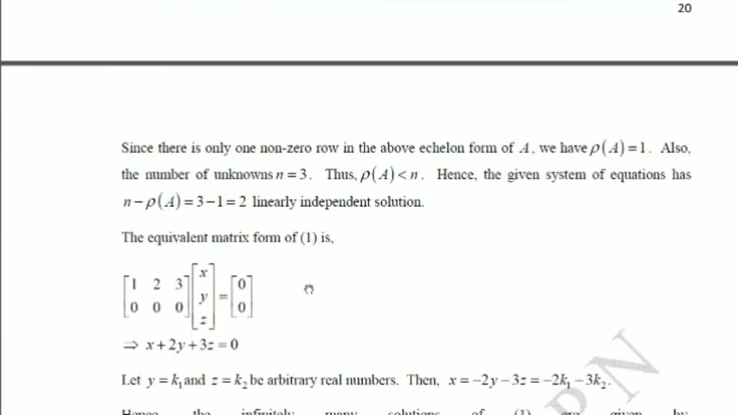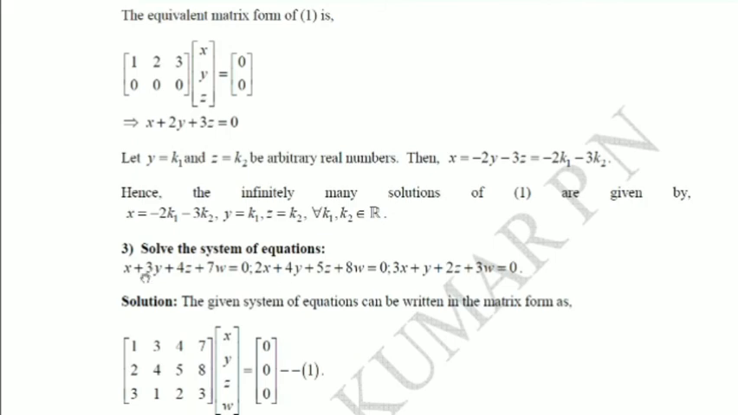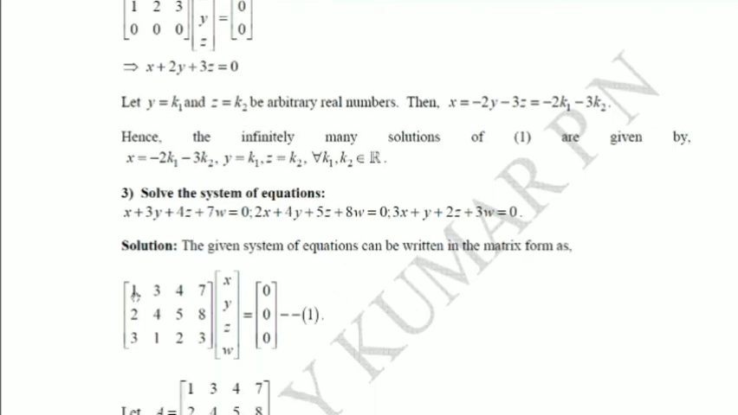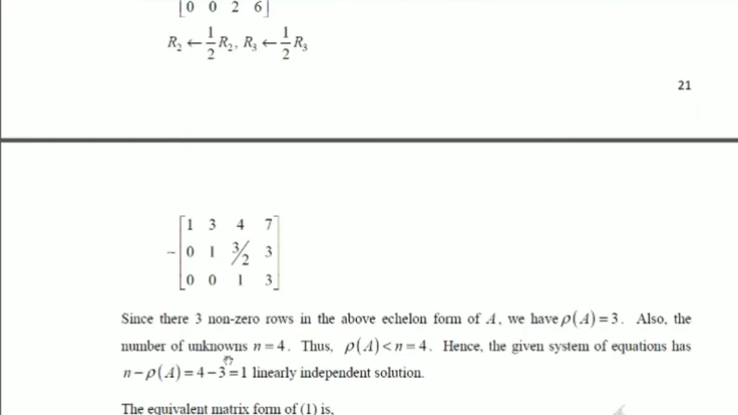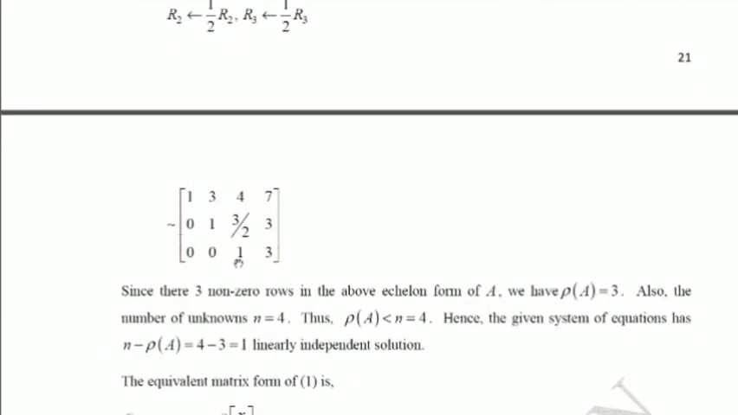Now let us see one more example. I had given a system of equations with 4 unknowns. There are 3 equations. I have written the matrix form of this. Now find the rank of this matrix. As usual, we know how to find the rank. Find the rank of the matrix. Your echelon form of the given matrix is this.